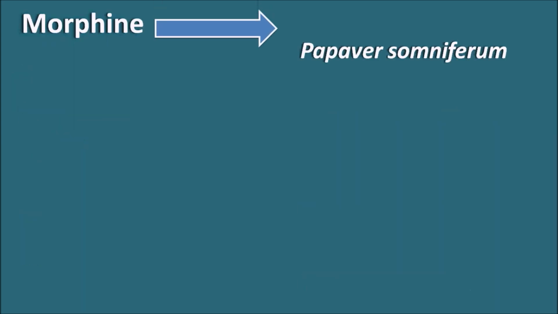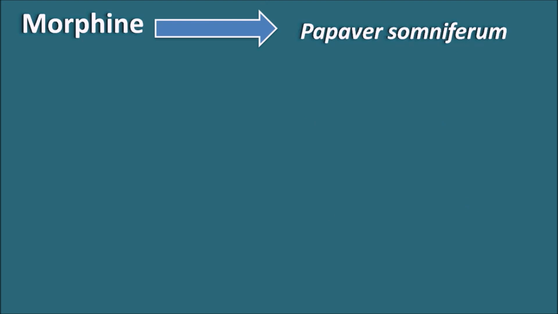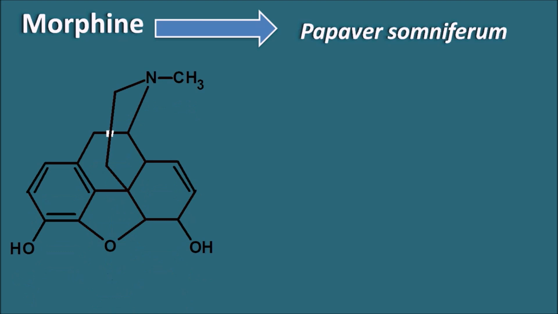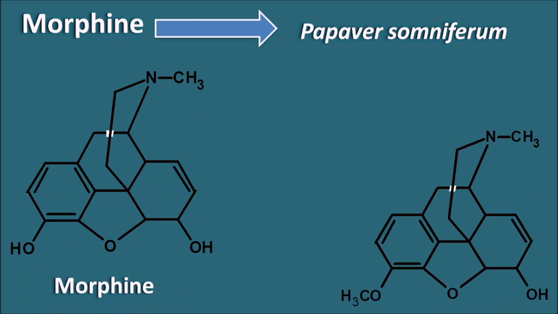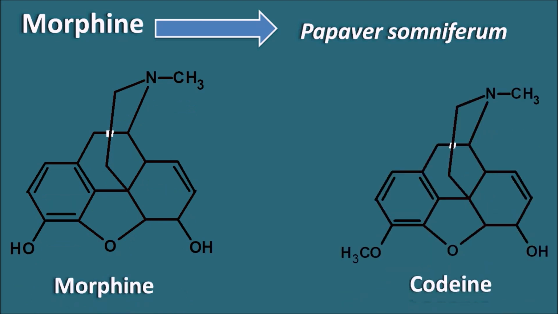Next one is morphine. Morphine comes from the opium alkaloids from species like Papaver somniferum and many types of Papaver species. And this is the structure of morphine, and one of the related natural products is codeine. So morphine and codeine are the two important natural products coming from the opium alkaloids.